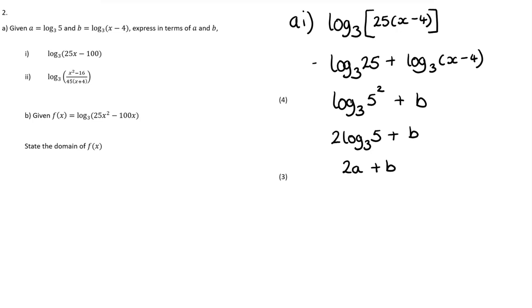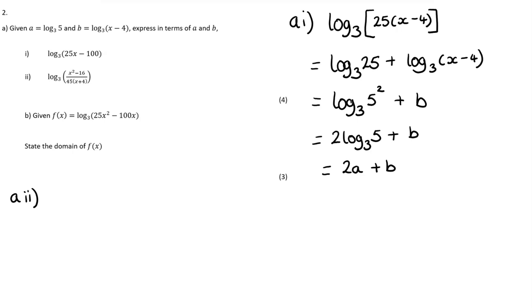So this is just going to be, let's put my equal signs in there, 2a plus b for the first one. So let's look at part 2 of this. So we've got log to base 3 of x squared minus 16 over 45 x plus 4. Again, do check out the PDF if you want to see a bigger copy of this. It's hard to fit everything on the screen here.